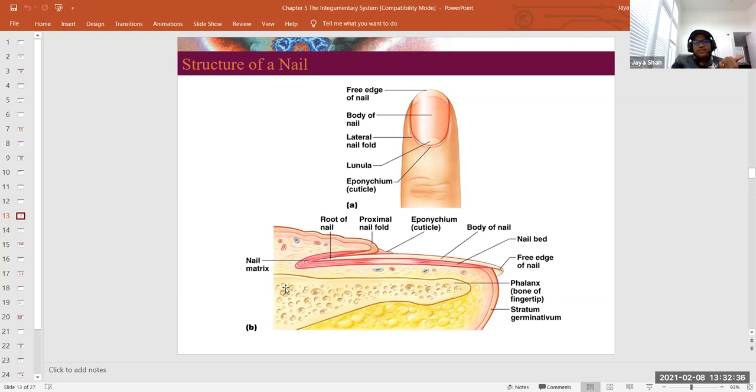So let's say you have a cut or damage to your finger. If you lose all of the nail matrix in the damage, you will never develop that nail again. But if you have damage only up to here and you have matrix left, it will grow back, okay?